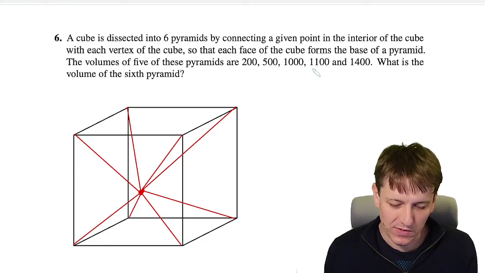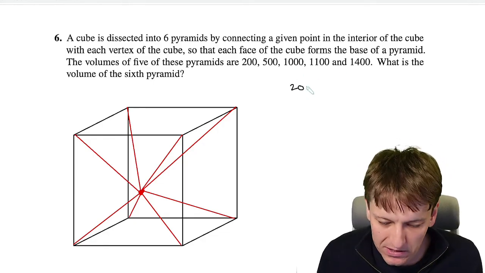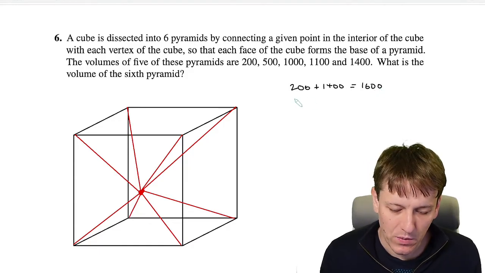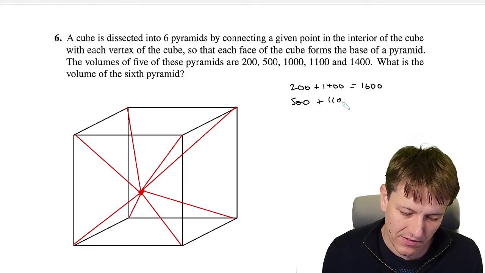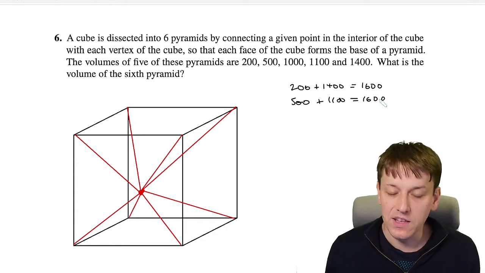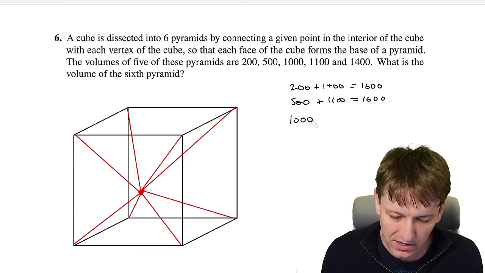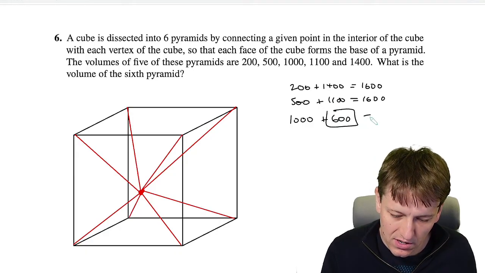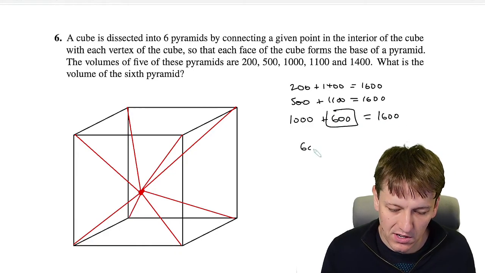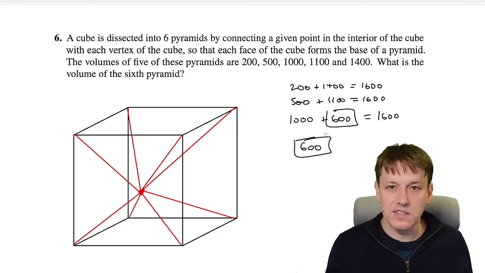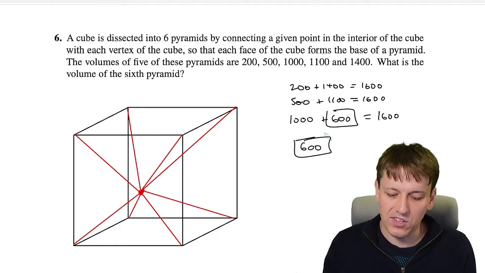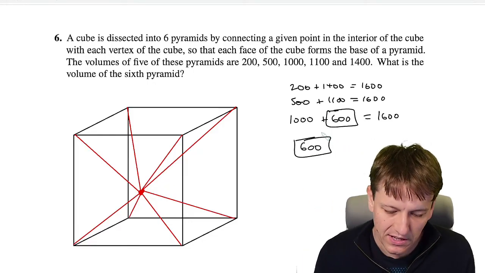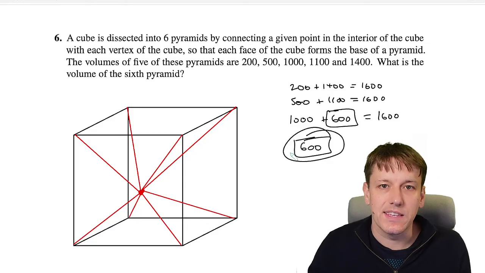So if you look at the numbers we've got here, the only way to get pairs would be to do 200 plus 1400 equals 1600, and then we could do 500 plus 1100 is 1600 as well, and so the final pairing must be the 1000 with 600 to be another 1600, and so the answer here is 600. The total volume of the cube is 3 lots of 1600 or 4800, but what we're asked for is the volume of the final pyramid, and so that is the answer there.